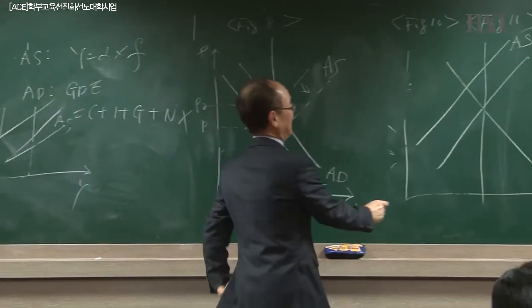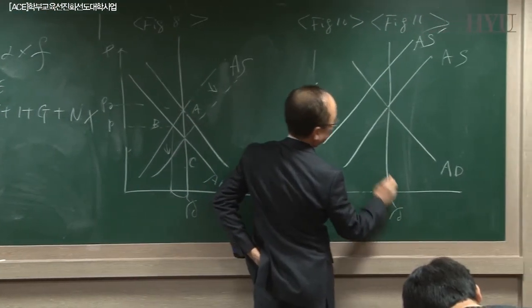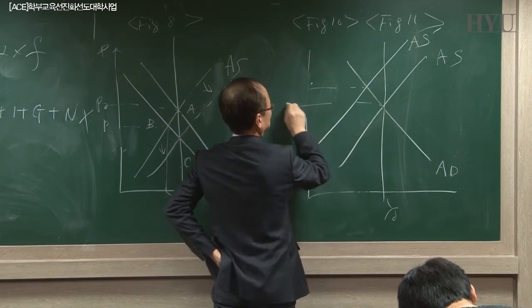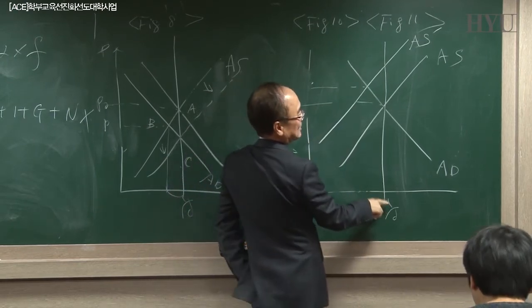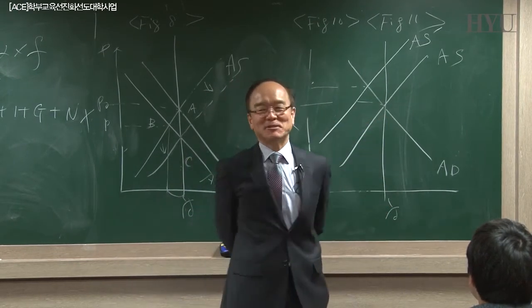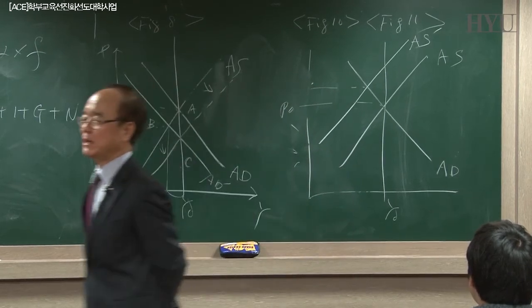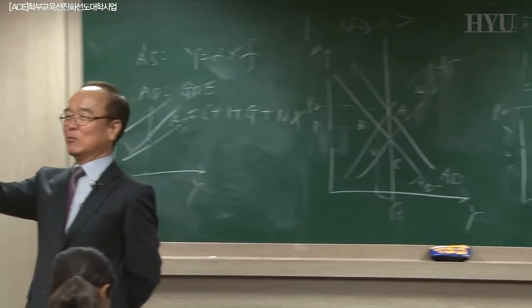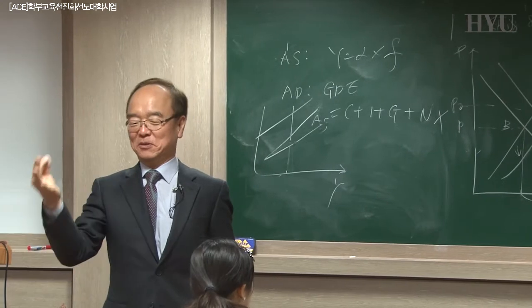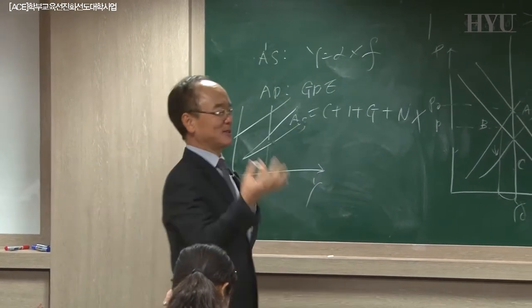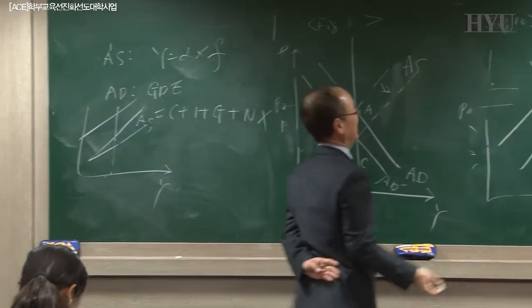Originally we were at I0. Now what do we have? This was of course P0, Y0. This was the happy days, what we had in our happy days. Normal price, natural rate of unemployment. Everything was normal, right? Oil shock, what do we have?